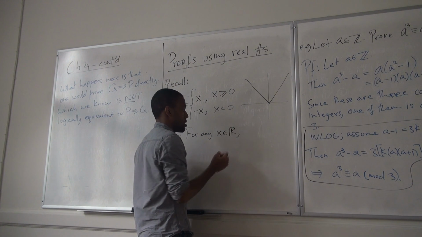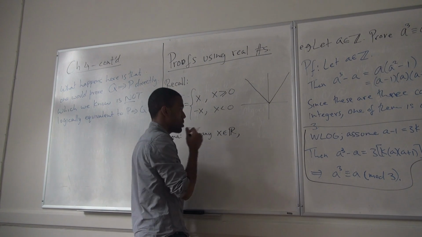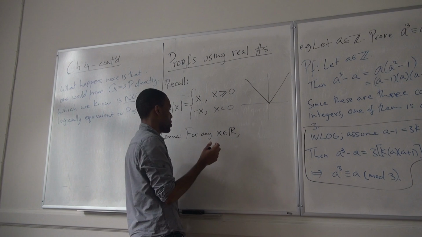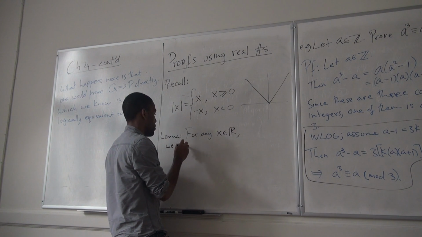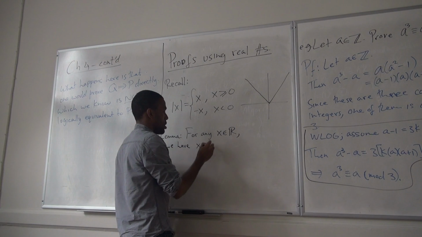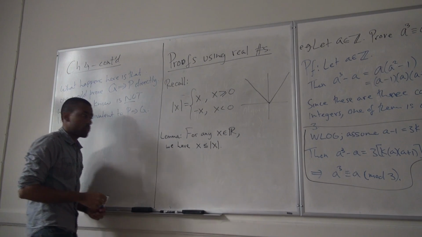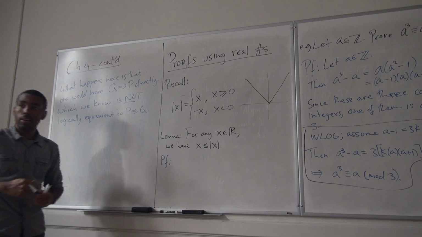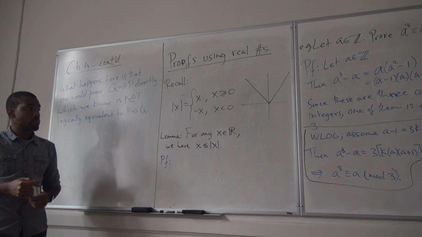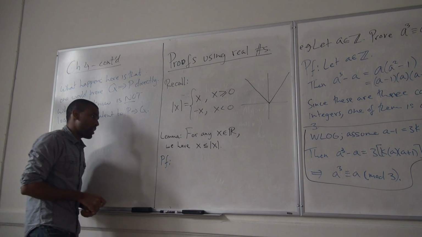Any real number x, I didn't ask this on the quiz, I think this was also one of the ones for the last quiz. We have: a real number is always less than or equal to its absolute value. Did anyone prove that last time? How would you prove that fact?